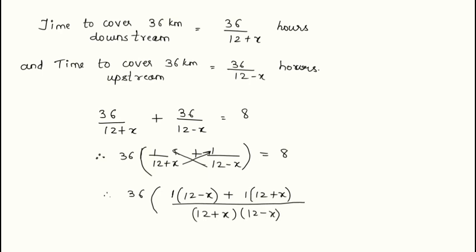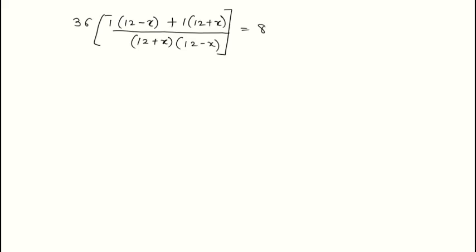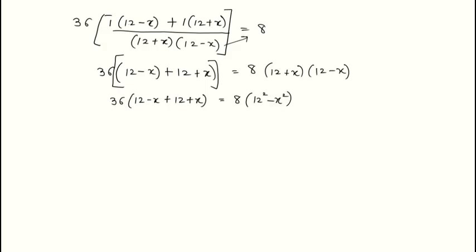Unless we multiply it, we can't write it in this way. So I have just written this down again, and here this 12 plus x into 12 minus x, we will cross multiply, and we will solve the bracket in the numerator. 36 into 1 into 12 is 12, 1 into minus x is minus x, plus 1 into 12 is 12, plus 1 into x is plus x, okay, is equal to 8 into 12 plus x into 12 minus x. So I have just removed the brackets.